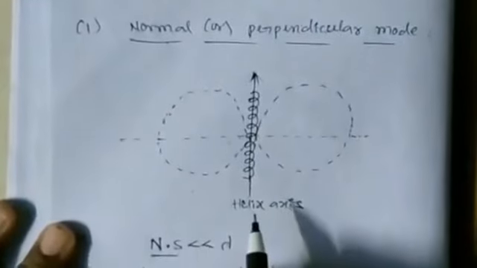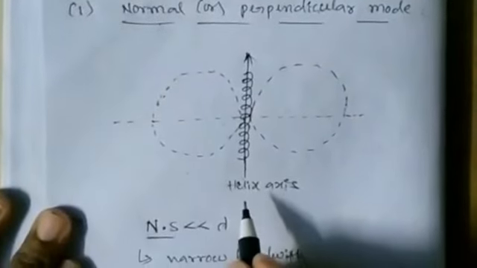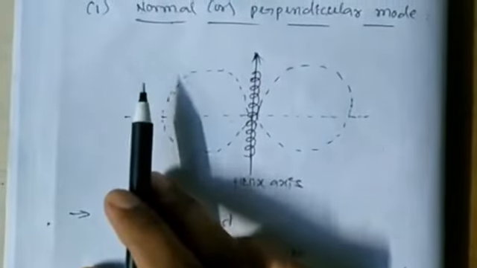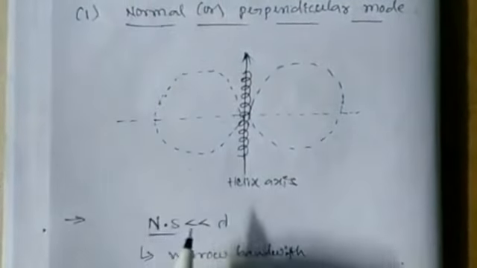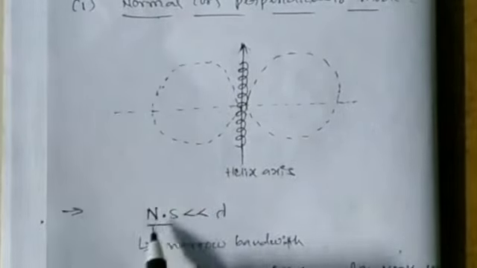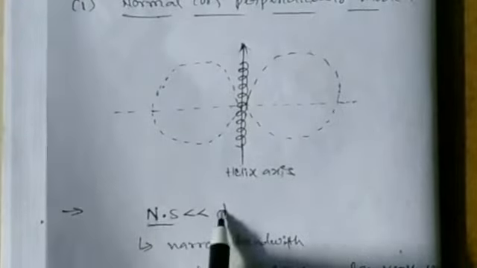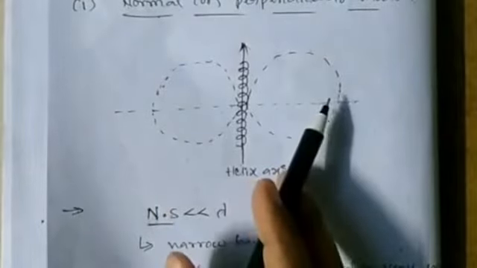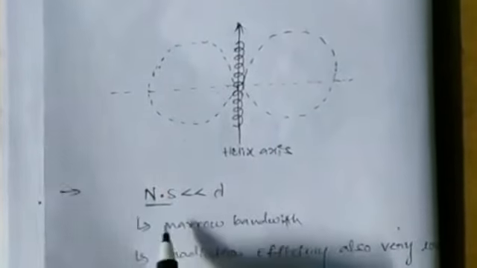How does the normal or perpendicular mode of radiation exist in the helical antenna? To achieve the normal or perpendicular mode of radiation in the helical antenna, the N S must be very much less than lambda. Means the diameter of the helical antenna is very much less than lambda. Only then can the normal or perpendicular mode exist in the helical antenna.